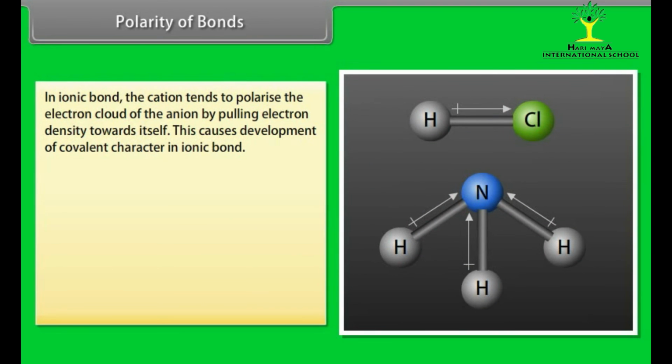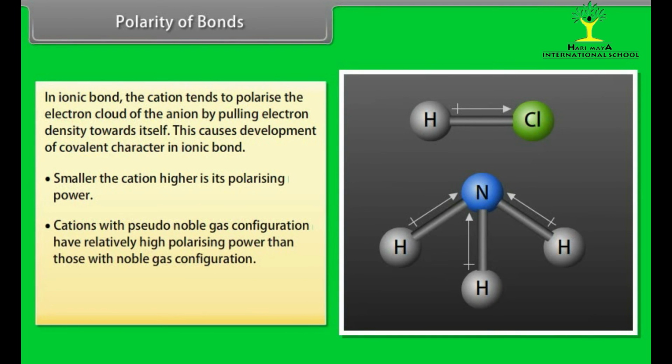Polarity of bonds. In ionic bond, the cation tends to polarize the electron cloud of the anion by pulling electron density towards itself. This causes development of covalent character in ionic bond. Smaller the cation, higher is its polarizing power. Cations with pseudo-noble gas configuration have relatively high polarizing power than those with noble gas configuration. Larger the size of an ion, higher is its polarizability.